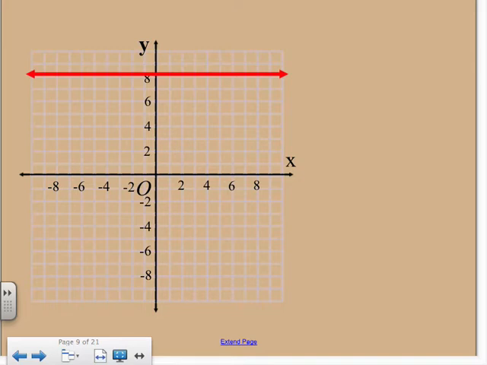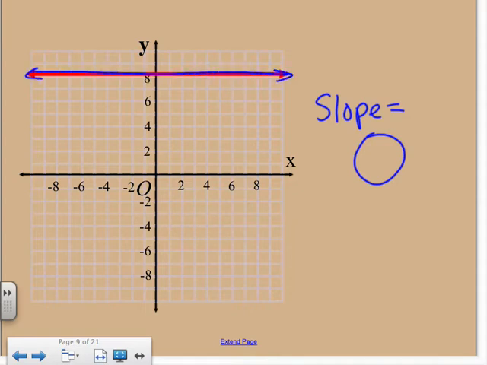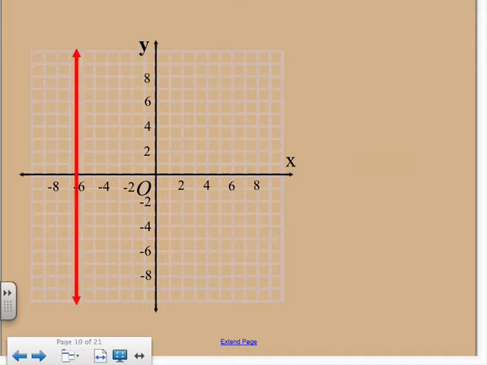All right, this is our first one where just looking at it, you can know the value of the slope, the number of the slope. This slope would equal 0, okay? Because it's not sloping at all. Kind of makes sense, right? It's a straight, flat line. There's no incline or decline. So if it's a straight horizontal line, the slope is 0. Remember that.